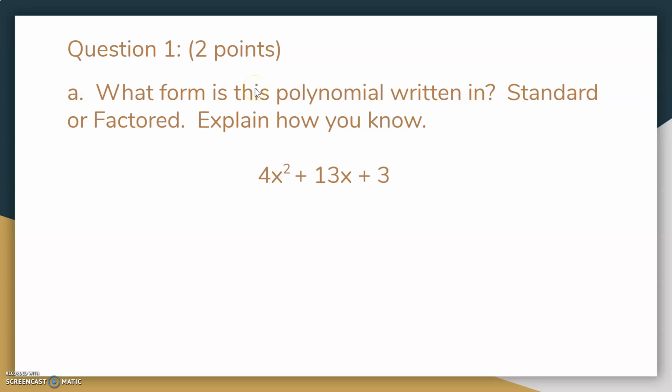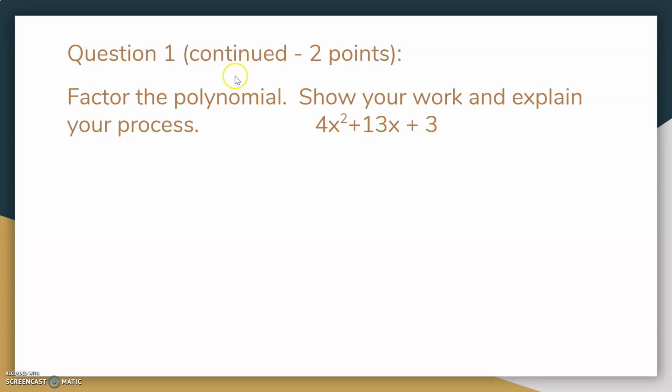Question 1, there's only 5 questions, and there is a bonus as well. What form is this polynomial written in, standard or factored? Explain how you know. So all you're going to have to provide for me here, and if you want to even type it, you can: this is in blank form, and I know this because, and so on. Something along those lines, okay? All right, that was part A. Here's part B, even though it just says continued.